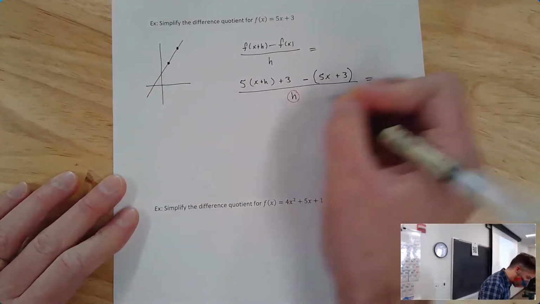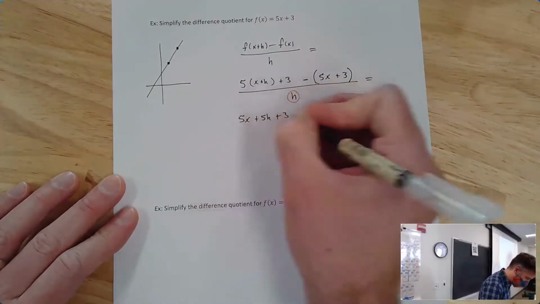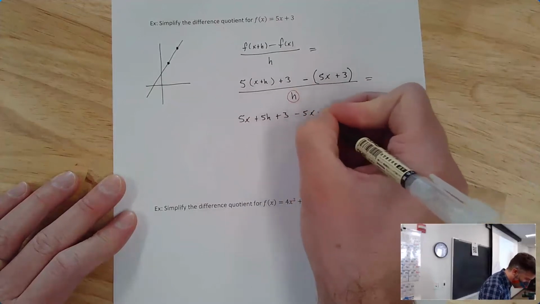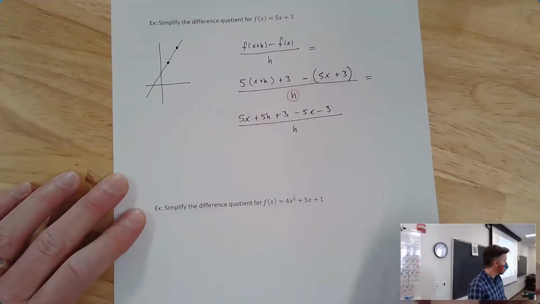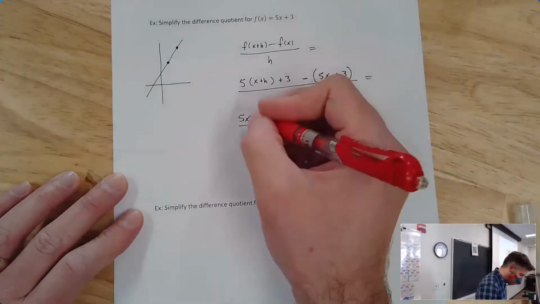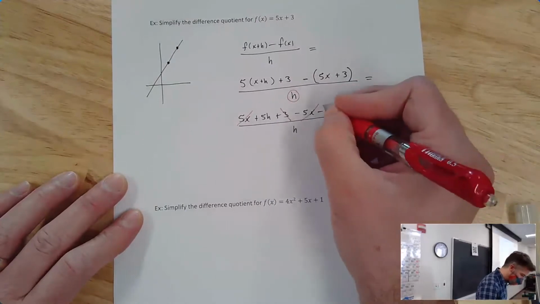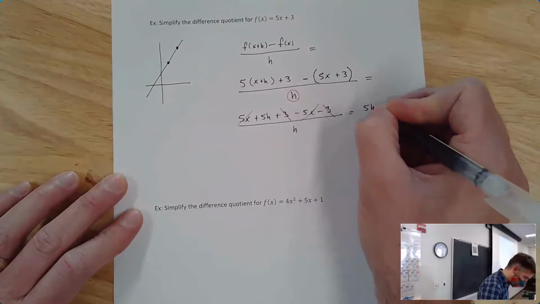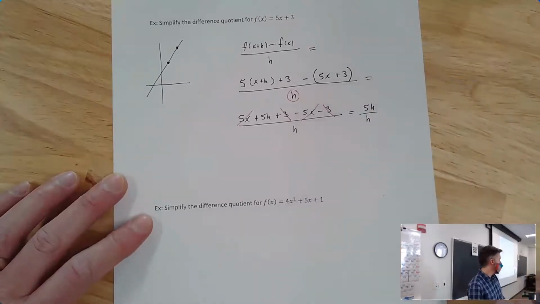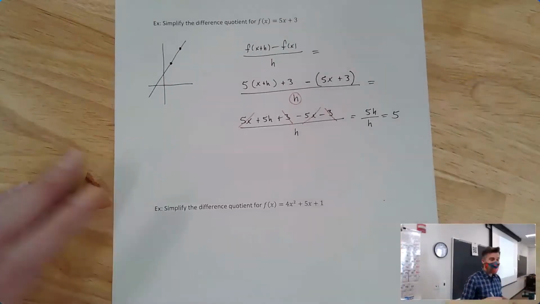So then if we simplify this, it's 5x plus 5h plus 3 minus 5x minus 3 divided by h. And now things cancel that should. The 5x and the negative 5x cancel. The positive 3 and the negative 3 cancel. We're left with 5h divided by h, and then h over h cancels. You get 5, just like we knew the answer was.